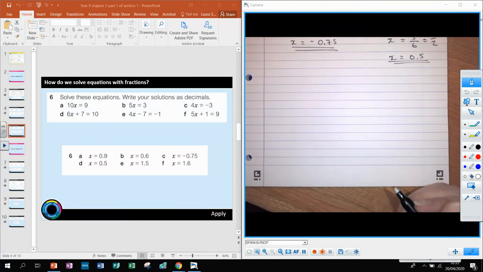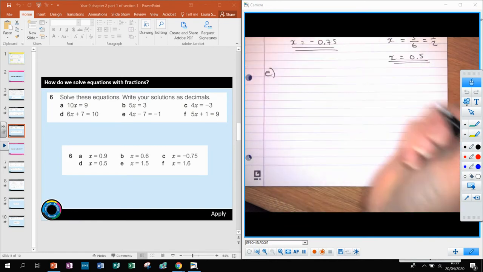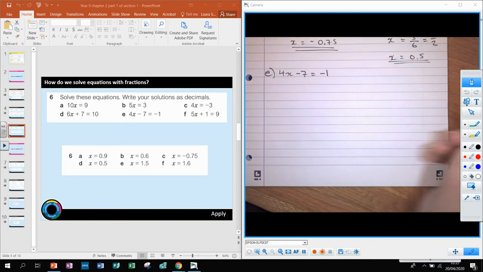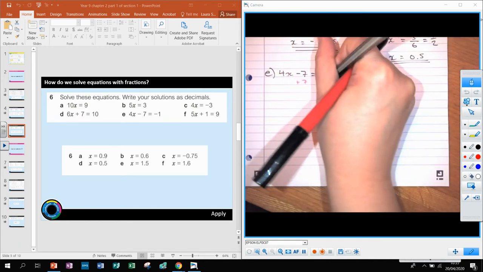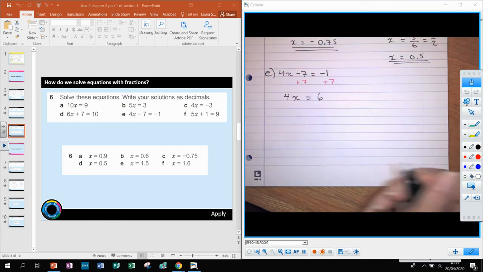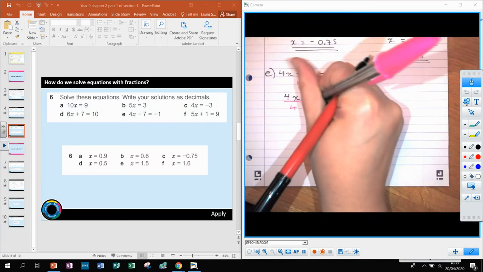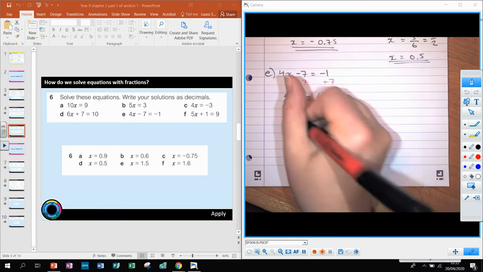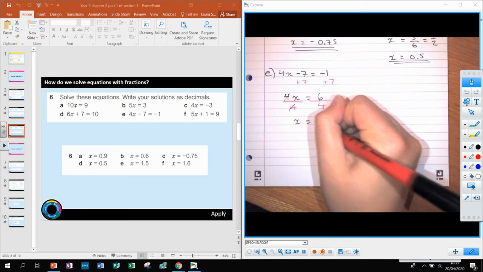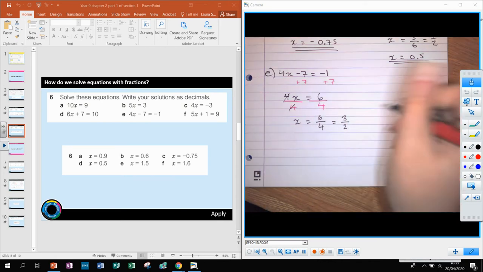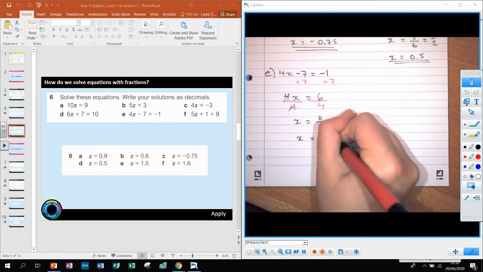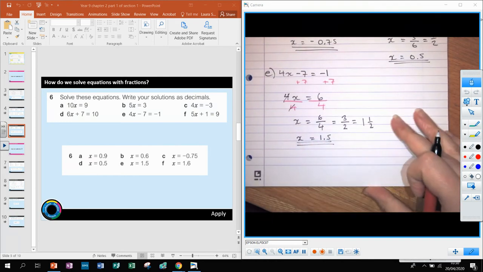Okay, and for part E, we had 4x minus 7 equals negative 1. Here we are going to add 7 to both sides, giving us 4x equals 6. We can then divide by 4. Those cancel out, and we get x is equal to 6 over 4, which if we divide by 2 becomes 3 over 2, which is 1.5. However, we want our final answer to be 1.5 because that's the decimal version.